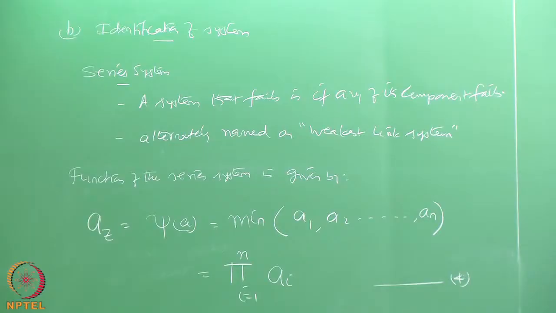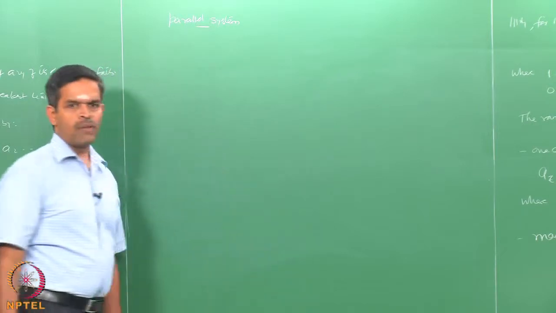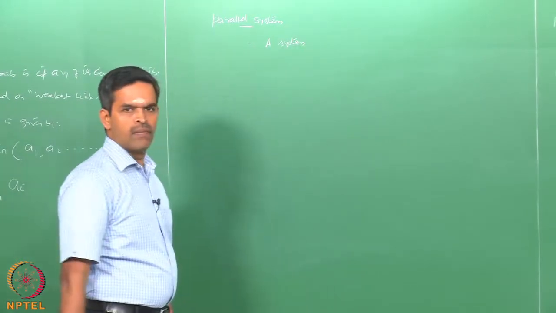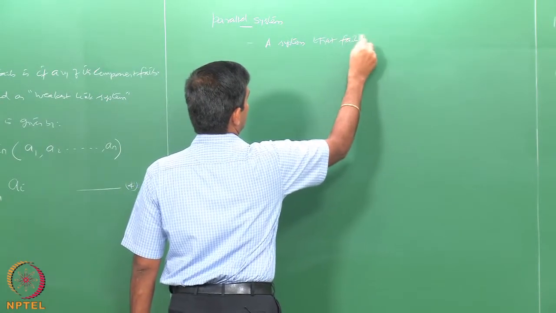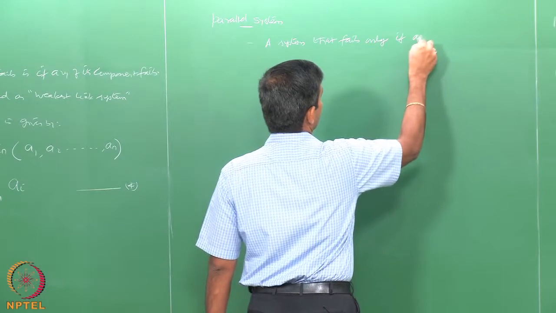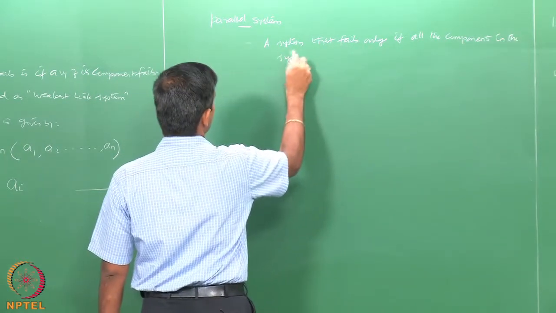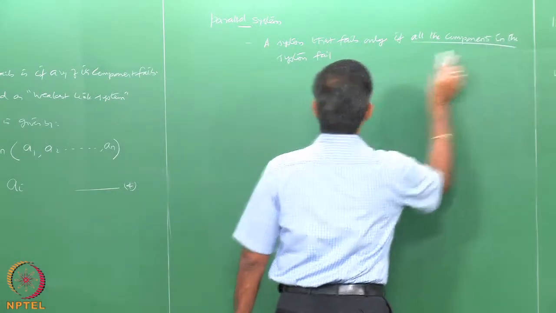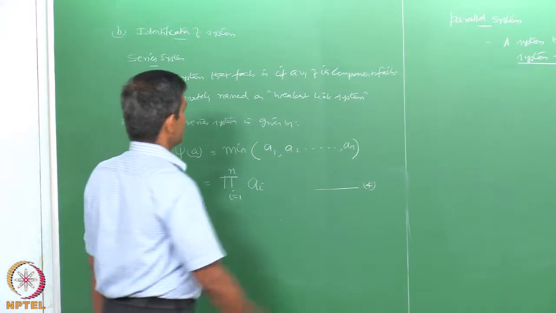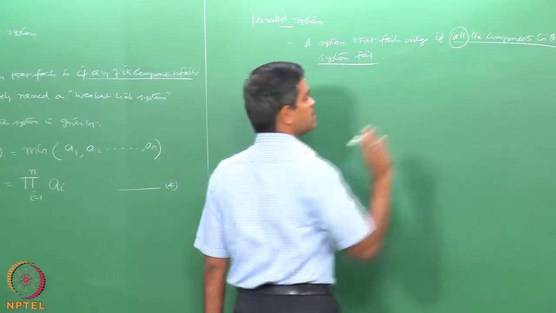Alternatively, one can go for a parallel system. Parallel system is that system that fails only if all the components in the system fail. It is easy to now understand the difference between the parallel and series system. In series system, if any one of its components fails, the system fails. In parallel system, if all the components fail, the system fails.